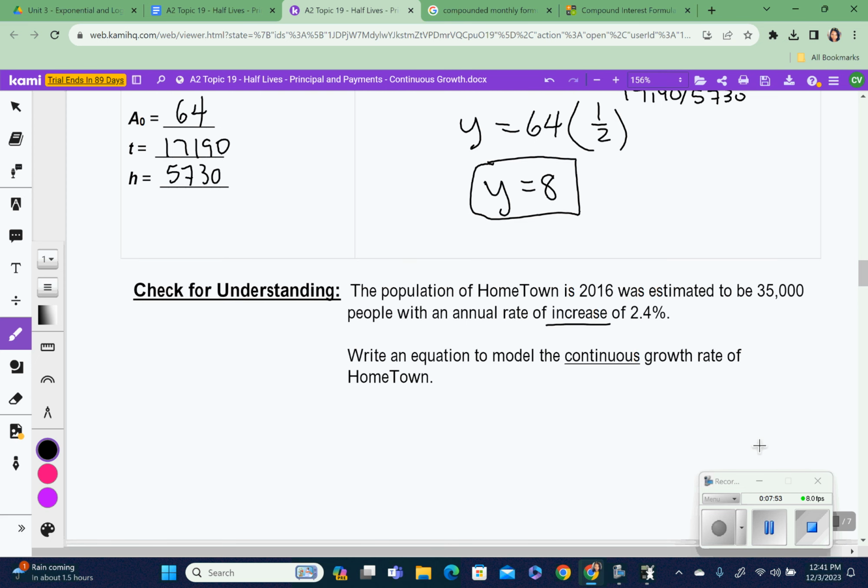There is an increase, so we're doing continuous growth, which means we're going to use the e. Sorry about that. Clearly, I'm doing this video from home and not from school. But we're going to use the e formula, which is my hint. So go ahead and try that. Give that a shot and let me know. All right. Good job.